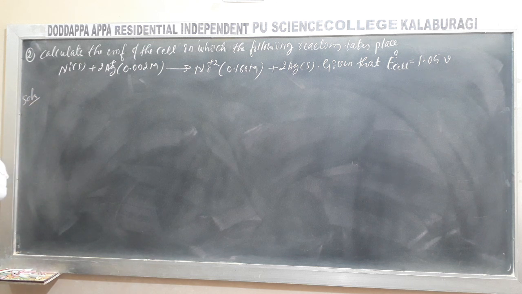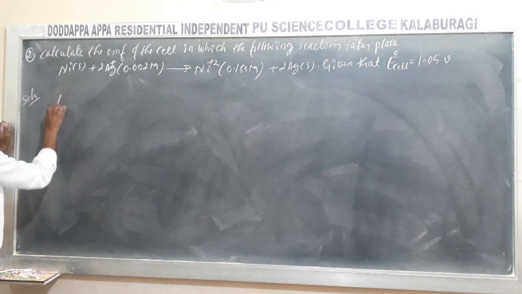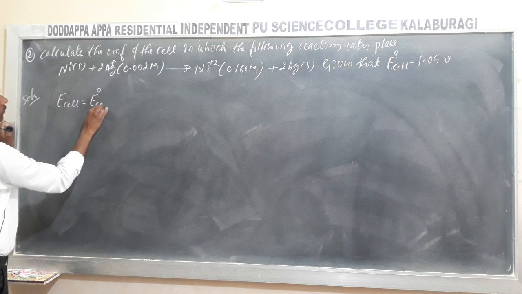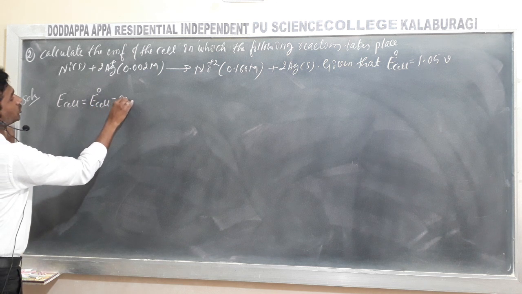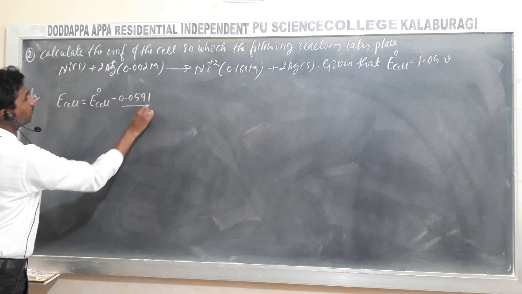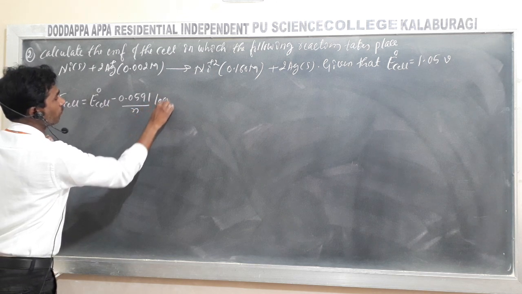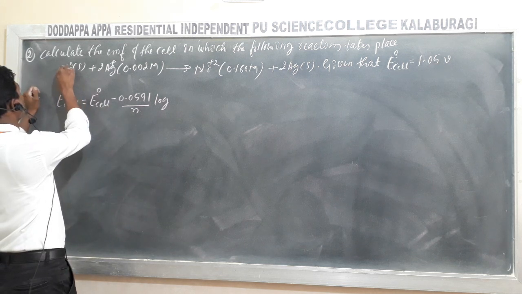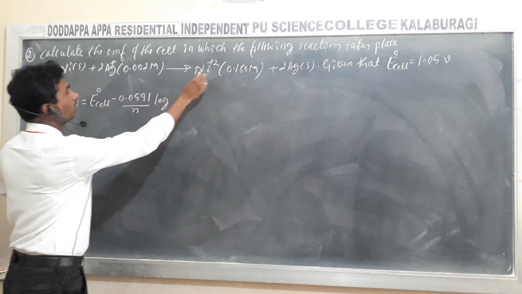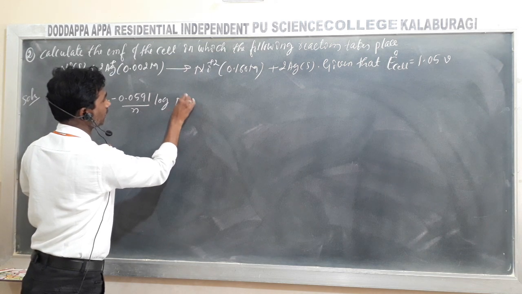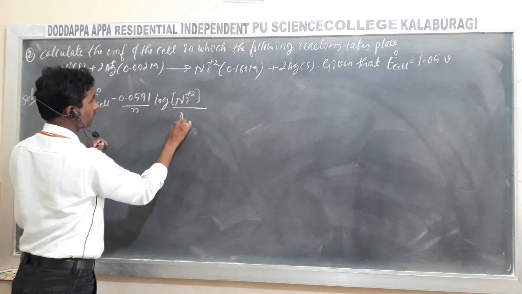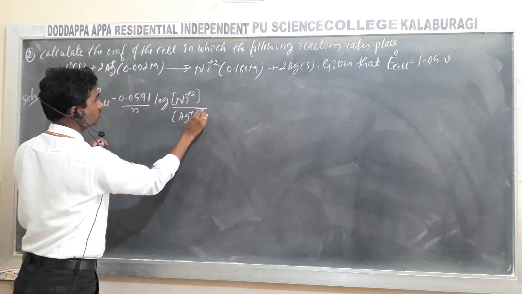Solution. What is the expression? E of cell is equal to E0 of cell minus 0.0591 divided by n, log of oxidation half cell divided by reduction half cell. Which is the oxidation? Nickel to nickel plus 2 is the oxidation, so this is Ni+2, divided by the reduction, which is Ag plus. This is squared.